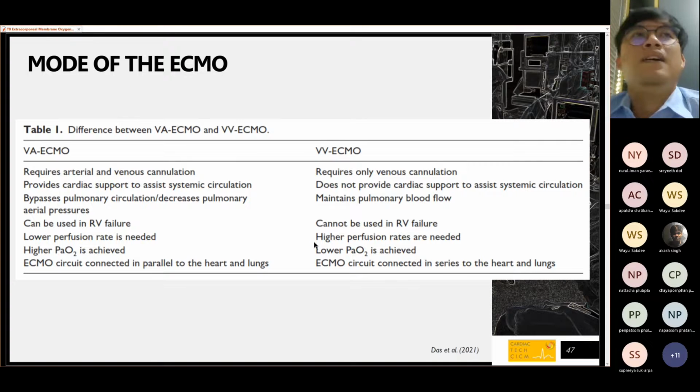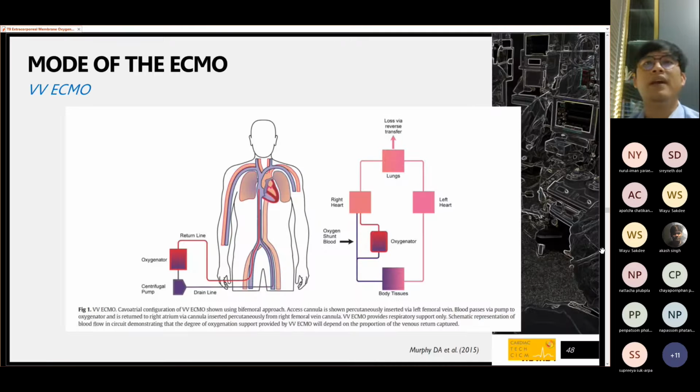Okay. Again, this is a summary to compare between VA ECMO and VV ECMO. That you see here, this is everything that I have talked about for ECMO. So you can review it yourself. Okay, that is more clear for you to see the VV ECMO in this cartoon diagram. So we have a diagram here.